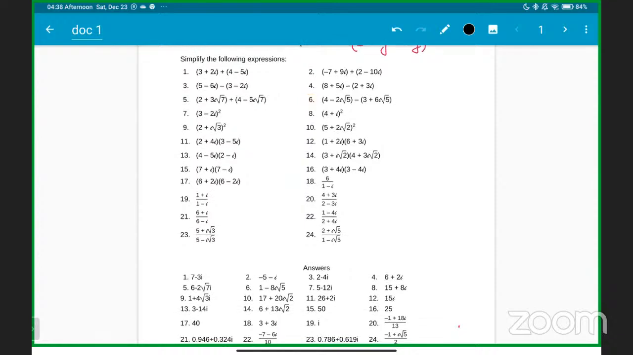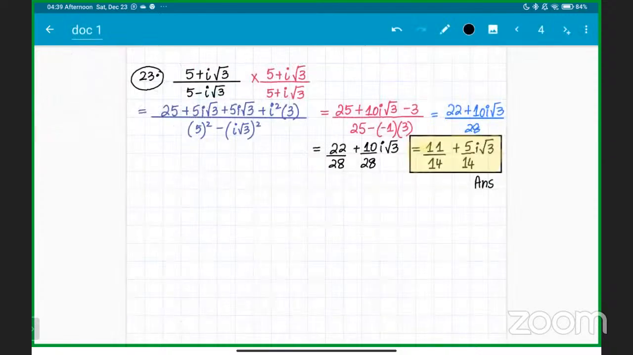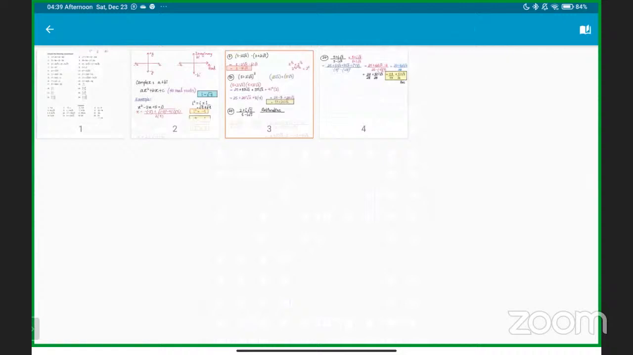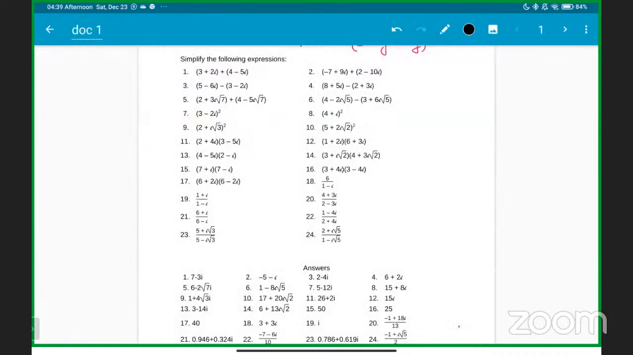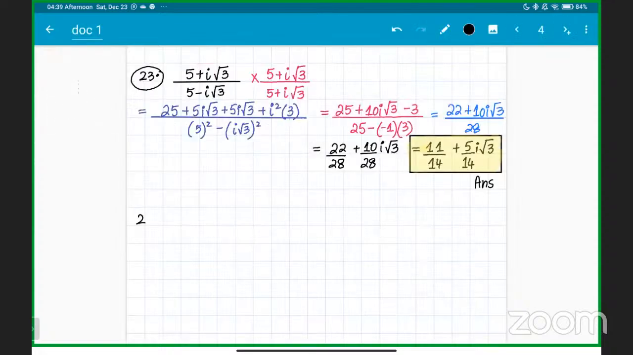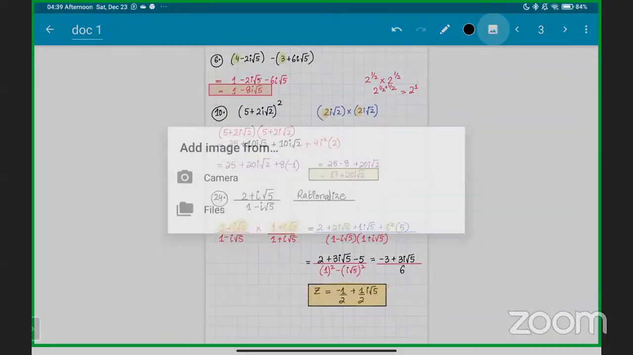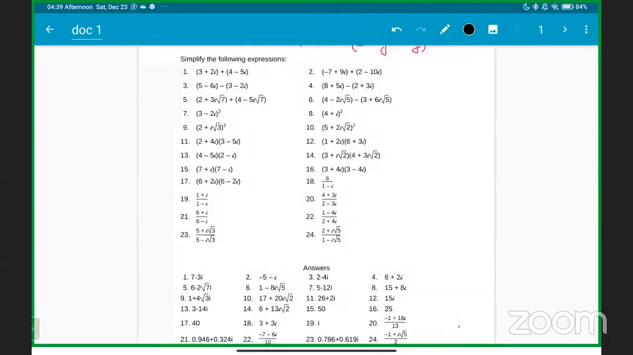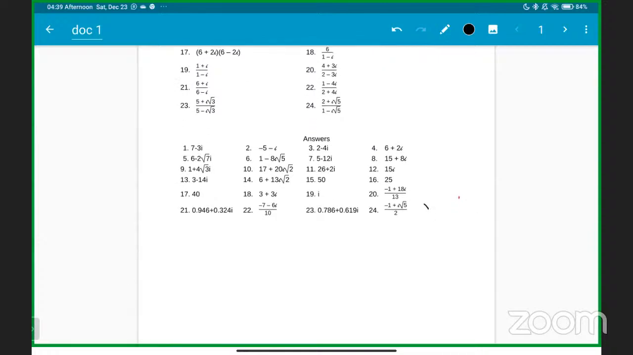But still, I'll do one live question so that everyone understands. Which ones are done for rationalizing? 23 and 24 are done, so I'll take 22 now. 23 and 24 are already available, and 6 and 10. So make sure you first attempt them and check your answers. Final answers you can check from here as well.